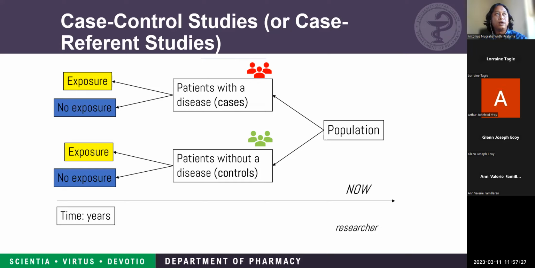We have to find comparable controls. For example, when the case group contains patients with a specific type of cancer, then we also need to get controls.